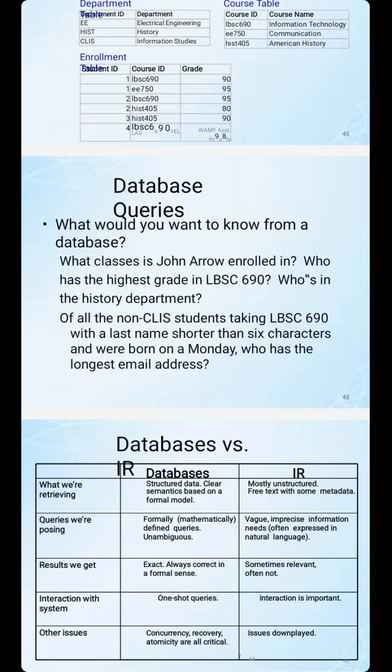Other issues like concurrency, recovery, and atomicity are critical in databases, and these are the issues retrieved in the information retrieval system. So actually, what is an information retrieval system? Why? Because we already have a database management system. Both are used for storing, retrieving, and maintaining the data only.